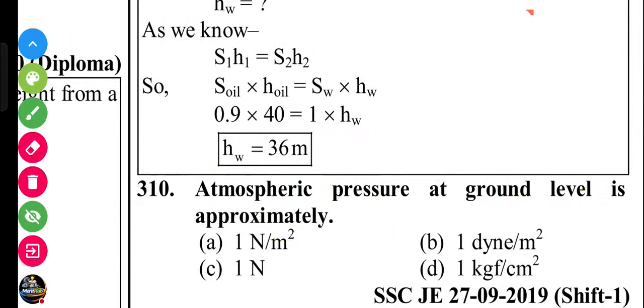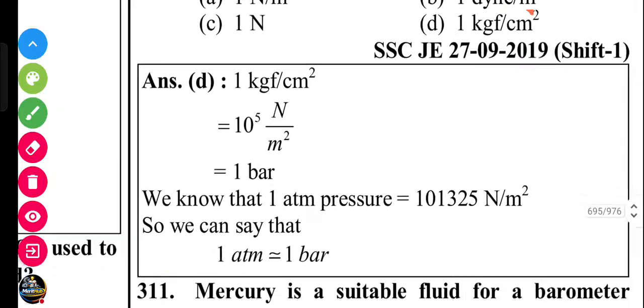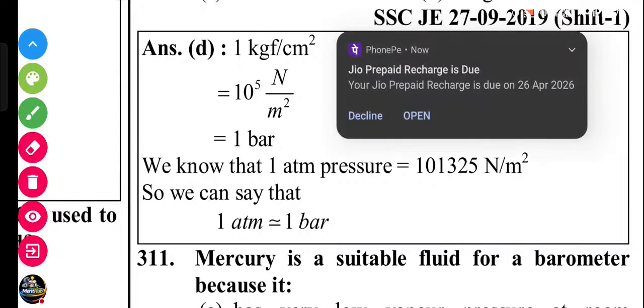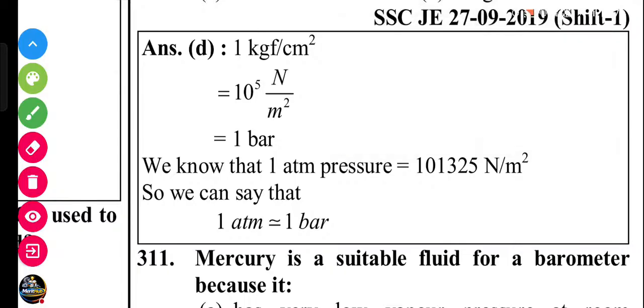Next question, friends. Question number 310. The atmospheric pressure at ground level is approximately 1 kg per centimeter square, which is 101325 Newton per meter square, or Pascal.